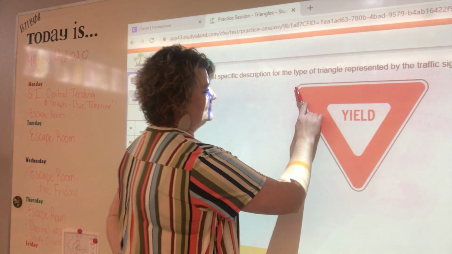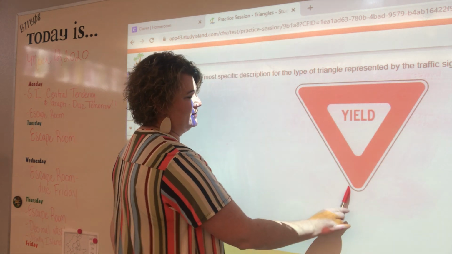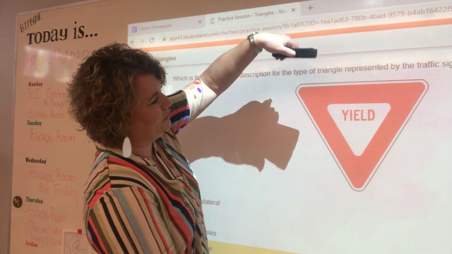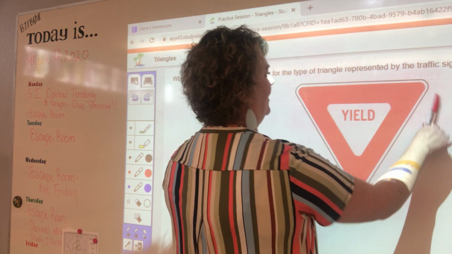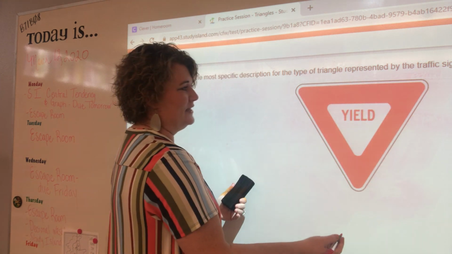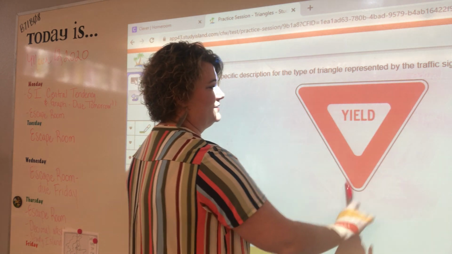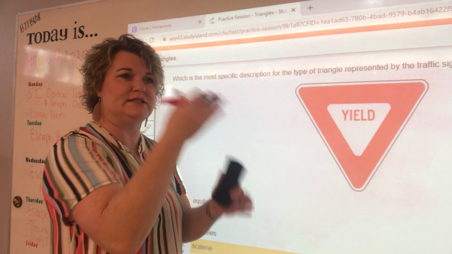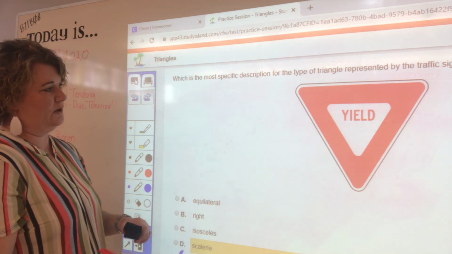Well, let's think about this. Is this the same length as this? Is this the same length as this? If you took your laptop and turned it like this, you can tell that this side and this side and this side are all the same. And if you turn it again, you'll be able to tell that they're all the same, because it looks the same every direction that you turn it. So I'm going to call that equilateral.